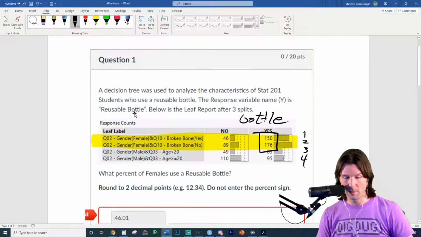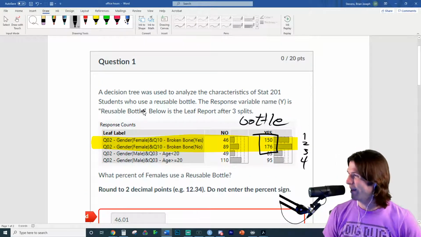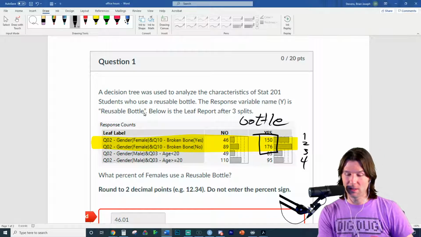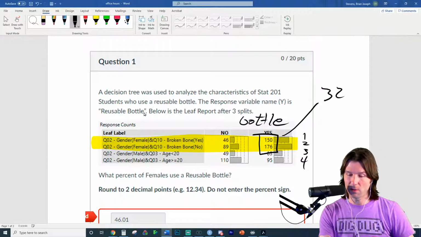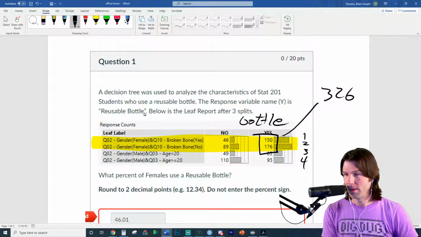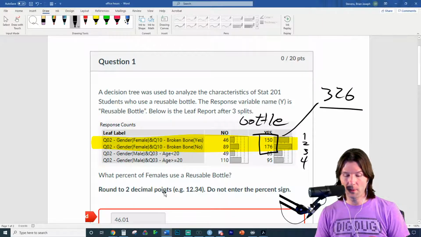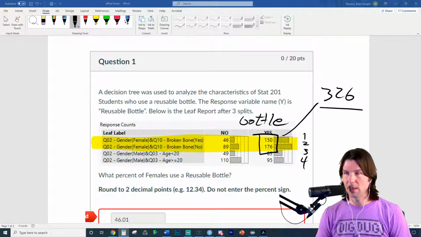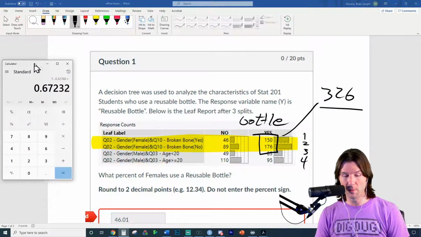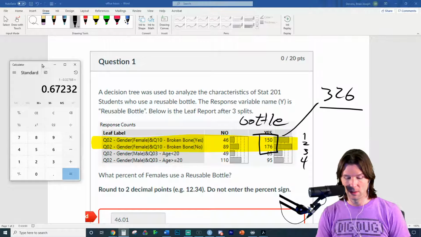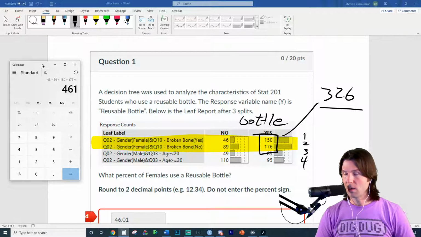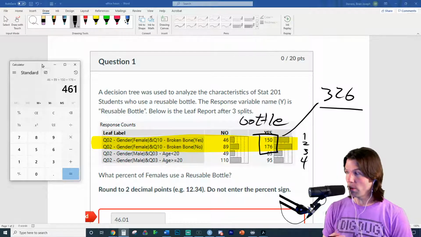326. Wait a minute. What percent? That's how many. So there are 326. It says what percent, but there are 326 of them, and the 326 is out of how many? So we do have to add up all these numbers to figure out how many. It's not how many use a reusable bottle, it's what percent. So 46 plus 89 plus 150 plus 176. As everyone can see, I'm finding how many total there are.